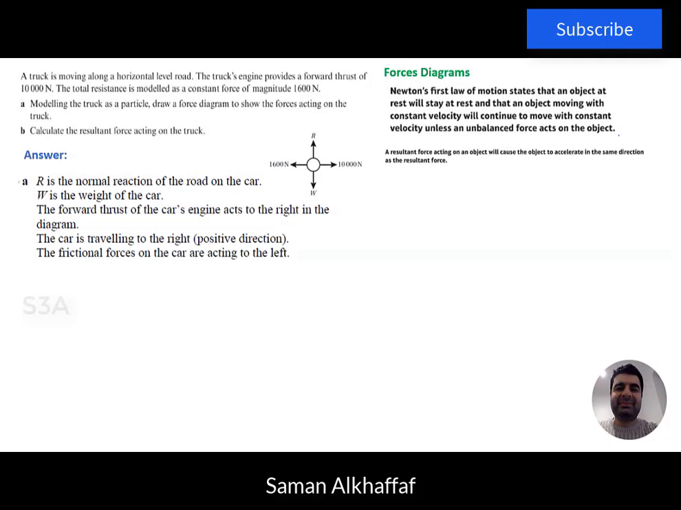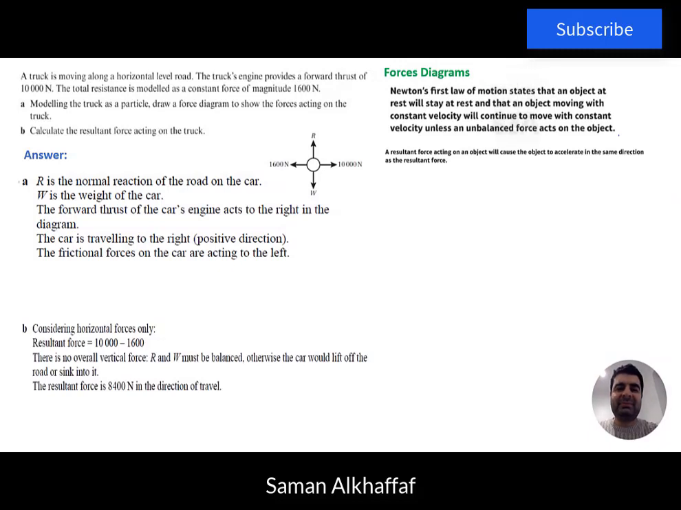Now for part B, we need to calculate the resultant force acting on the truck. So in this opposite forces of 10,000 taken away from 1,600, and that will give us the resultant force to be 8,400 newtons, which is in the direction of travel to the right. I need to explain that there is no overall vertical force, as R and W must be balanced, otherwise the vehicle would lift off the road or sink into it.